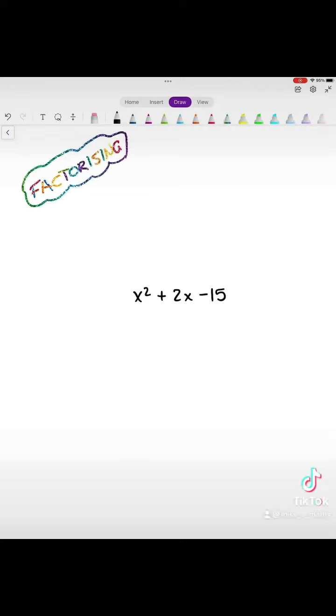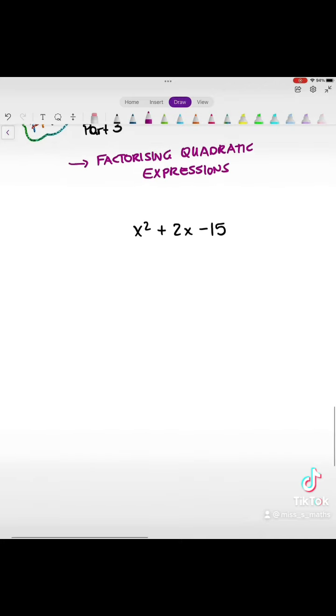This is part 3 on factorizing, and in this video we'll factorize some quadratic expressions. Now, first of all, you need to know how to factorize x squared. X squared is x and x, so x times x.